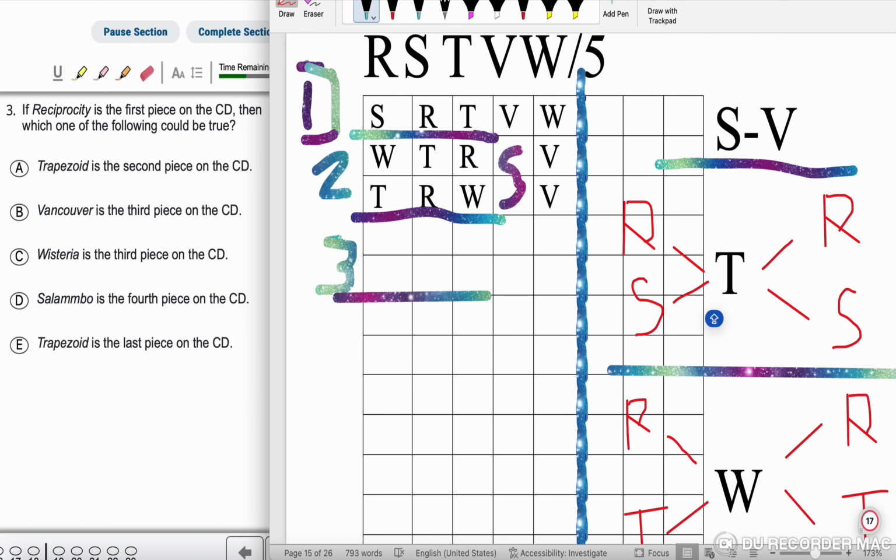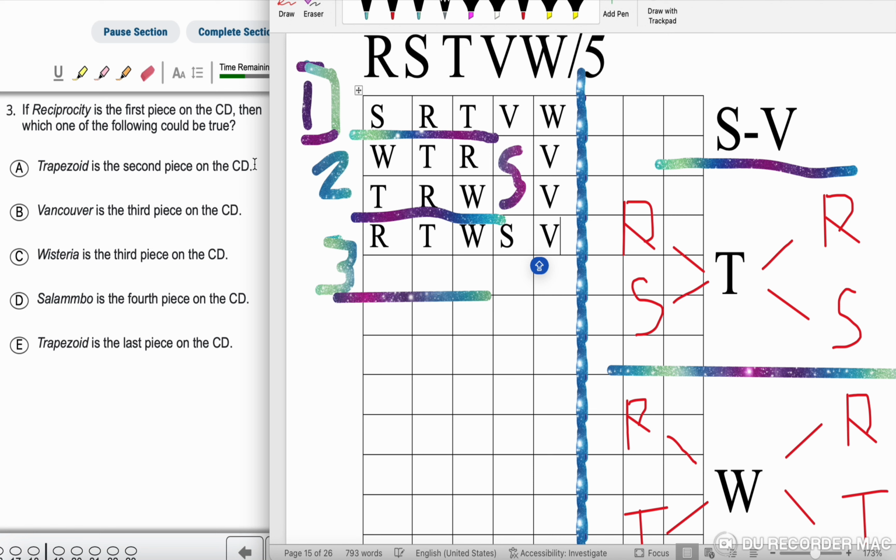Question 3, if R is in the first piece on the CD, then which one of the following could be true? So let me go ahead and use world 2, and I'm going to do what I consider a coin flip. And what a coin flip is, it's where you just flip the letters to another letter that's above it. So just like that, I did a coin flip for those two. W, S, V. And this world that I just created, RTWSV, you will see that it meets the condition.